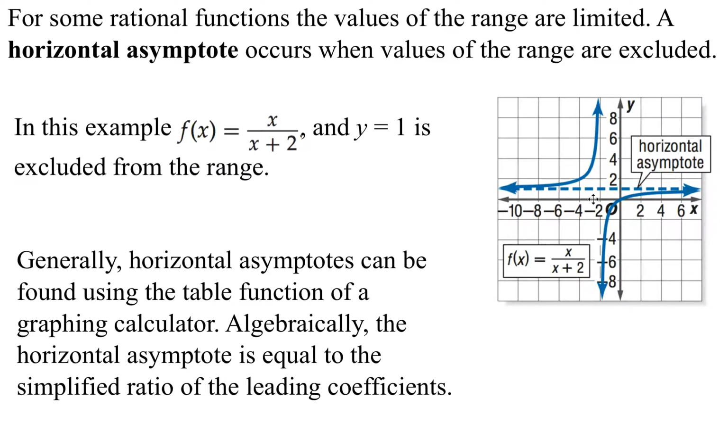That's a horizontal asymptote. And the way you can find those is by using your table function on your graphing calculator, or algebraically is probably the better way to do that. The horizontal asymptote is the simplified ratio of the leading coefficients. In other words, if I were to go ahead and simplify the leading coefficients of the numerator and denominator, x over x, it's a 1x over 1x, that gives me 1, and y equals 1 is the equation of the horizontal asymptote.